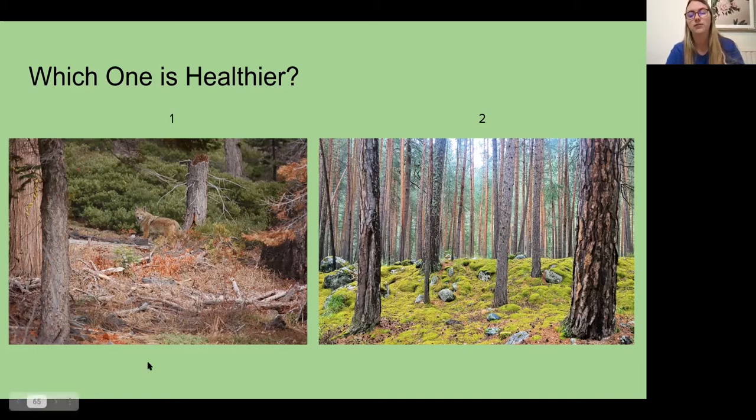And then our last factor of forest health is biodiversity, so different types of tree species. In photo number 1, I can very clearly see that there is a cedar tree here in the background based on the bark. And then based on these branches, it looks like there are fir trees. So we can see at least 2 different types of trees found in this forest.